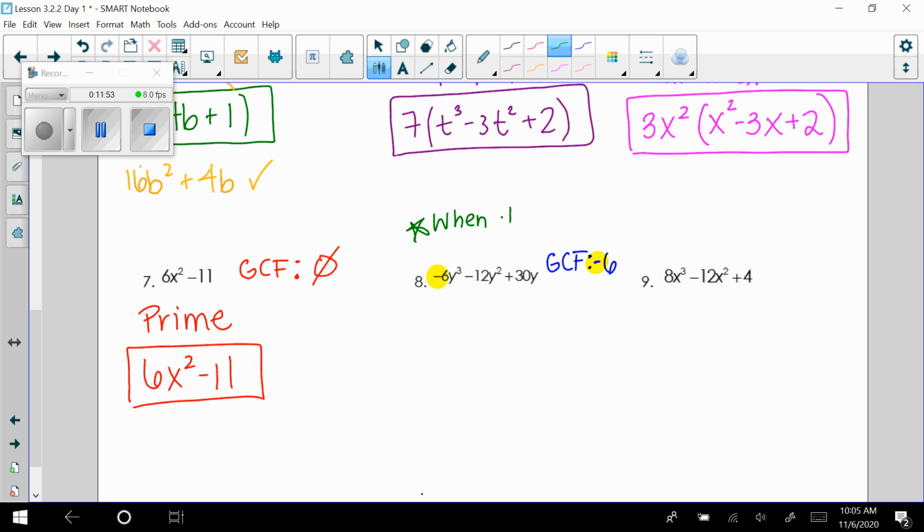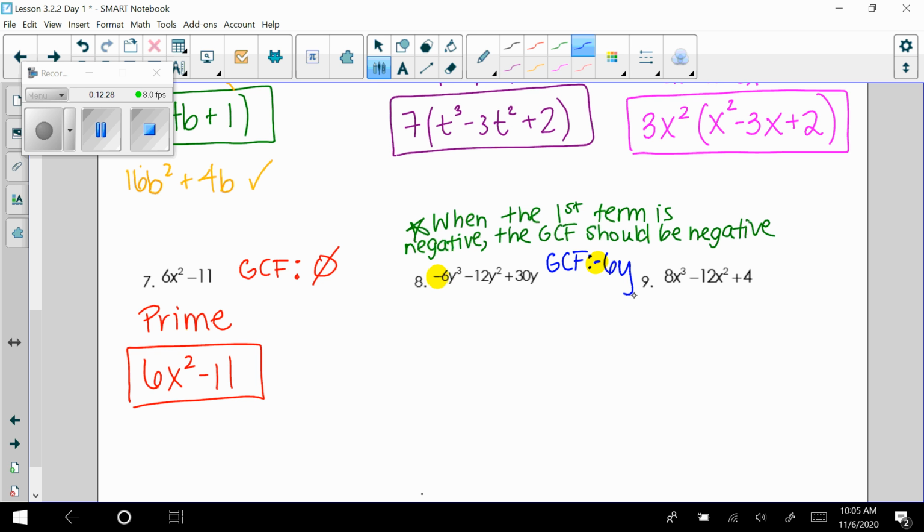When the first term is negative, the GCF should be negative, okay? So since the first term was negative, we had to take out a negative. So make sure you note that. And then as far as the y's go, this one has 3 y's, this one has 2 y's, and this only has 1 y. So the most y's that they could all give me would be 1 y. So the GCF would be negative 6y. So we're going to factor that out.